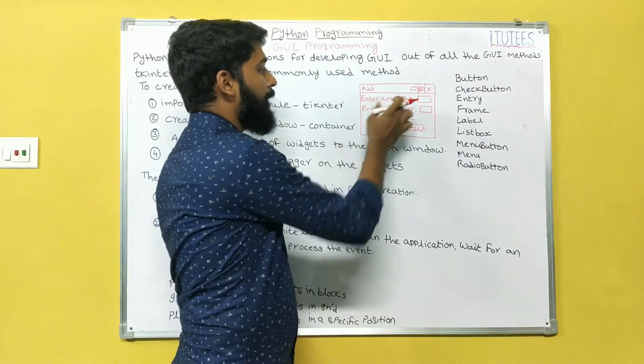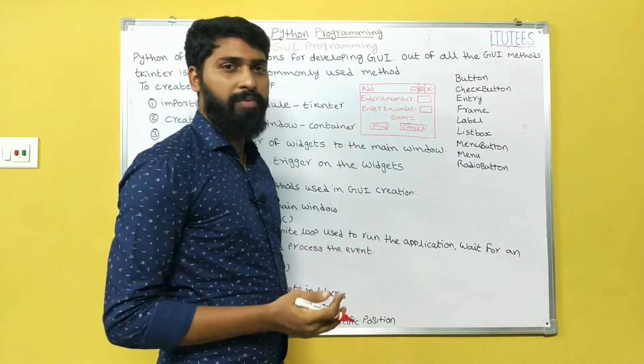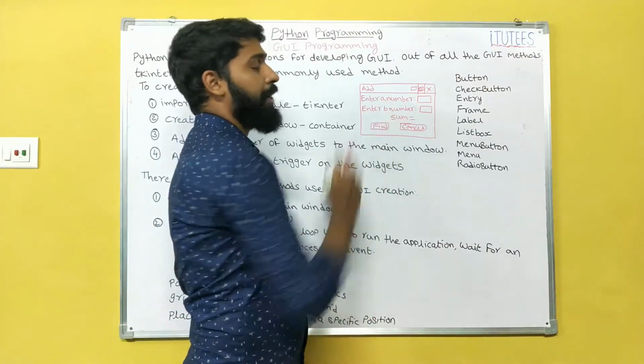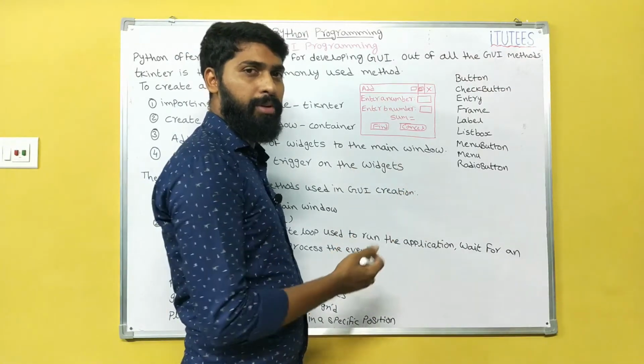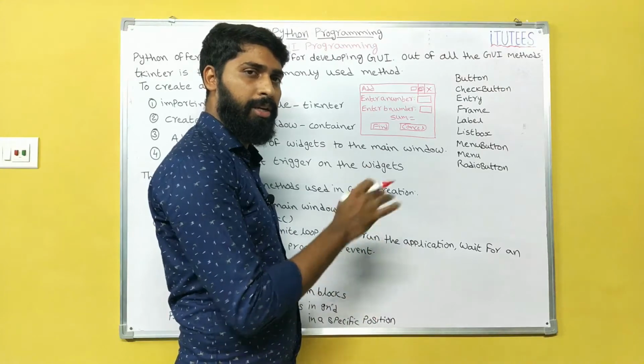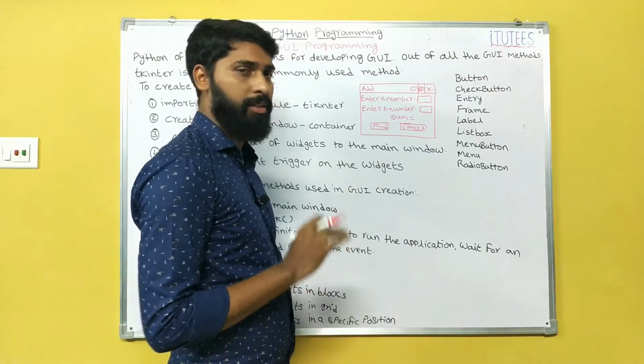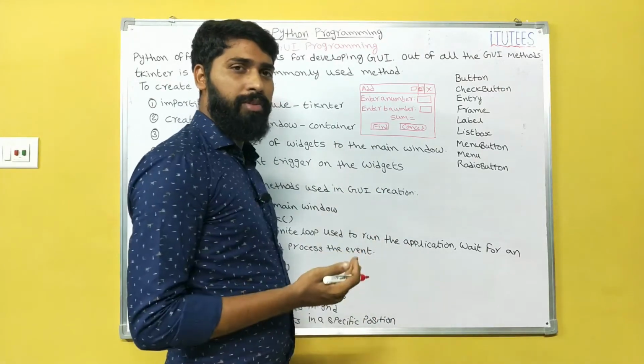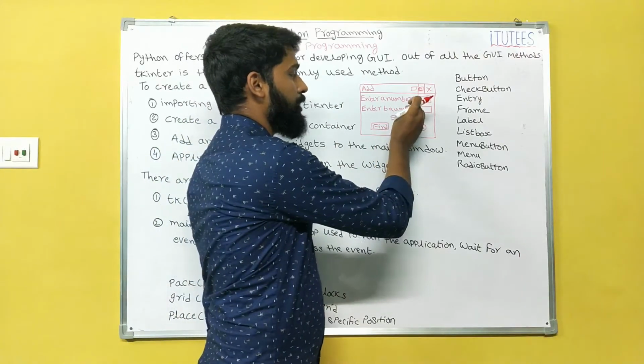For example, this is a program for addition of two numbers. Enter a number, we give the input 10, enter b number, we give the input 20, then addition equals 30. It prints like this. But a graphical user interface is where you can create some graphics.